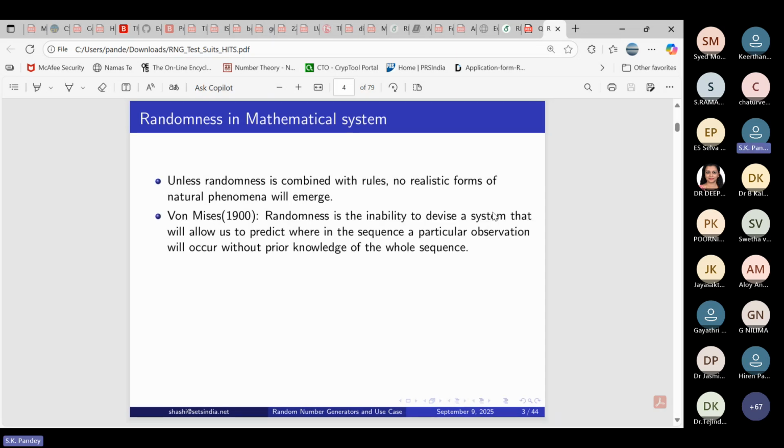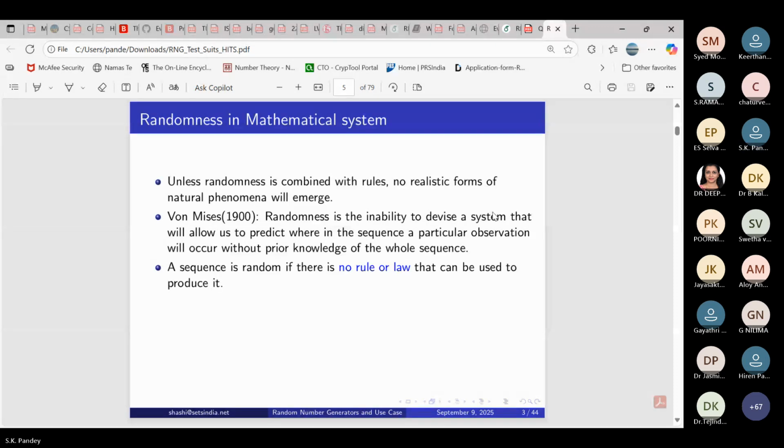So these are some well-known statements about the meaning of randomness, how they defined it. You can see that the third point is telling that a sequence is random if there is no rule or law that can be used to produce it. So that is a common perception, like if we talk in terms of the sequence, then there should be no rule or law. If there is some law or some rule, then it can't be random.